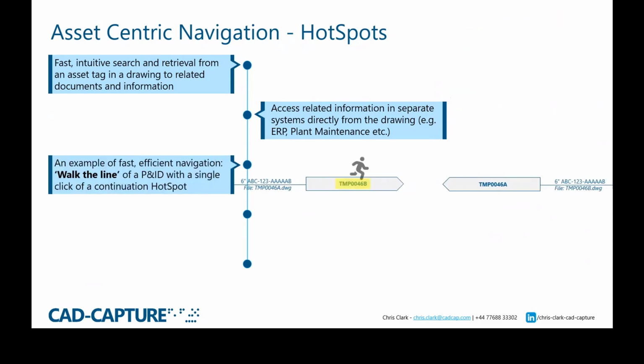An example of the fast, efficient retrieval that this can deliver is walking the line using piping and instrumentation diagrams, or P&IDs. Following a pipeline across a plant by navigating through multiple drawings can be very time-consuming and fraught with errors. If the drawing can't be found, or the wrong drawing or version is retrieved, this can cause major time delays, sometimes significant problems, or even hazards. These challenges are vastly reduced with the hotspots, as a single click on the continuation or the off-page tag takes you to the published version or the correct drawing.